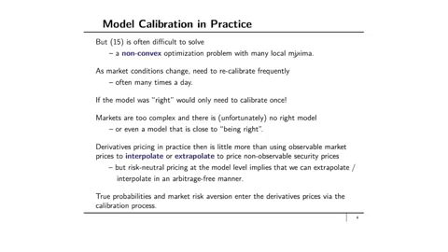So derivatives pricing in practice is little more than using observable market prices to interpolate or extrapolate to price non-observable security prices. But risk-neutral pricing at the model level at least implies that we can extrapolate and interpolate in an arbitrage-free manner. And in case you're wondering, we haven't said anything about the true probabilities in this section. We've discussed fixed income derivatives up to now, and we've completely ignored true probabilities. We've only discussed risk-neutral probabilities, Q and 1 minus Q, and in fact in the binomial model we set them equal to a half. So does that mean that derivative prices in practice don't depend on true probabilities? Well, that is not true.